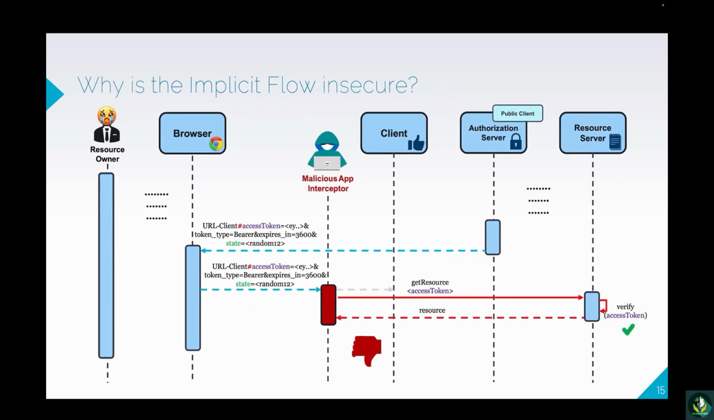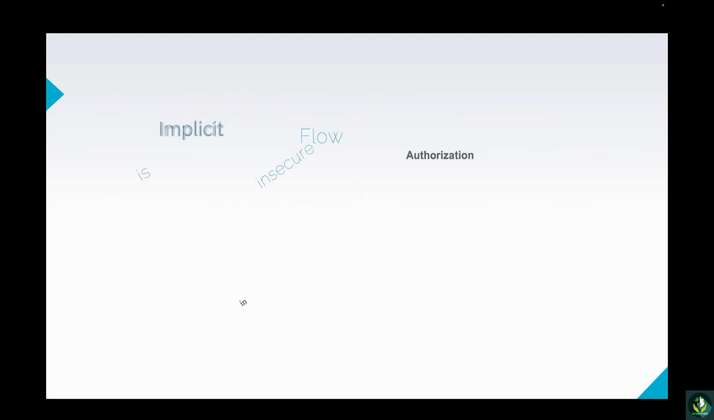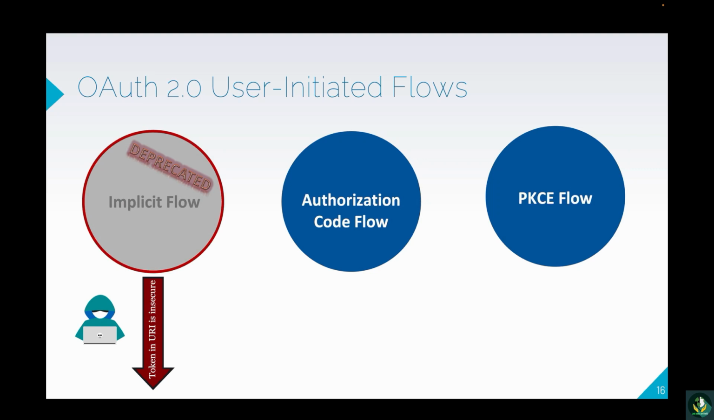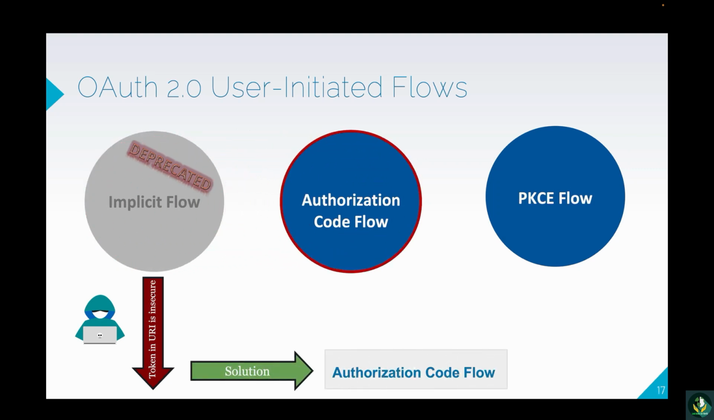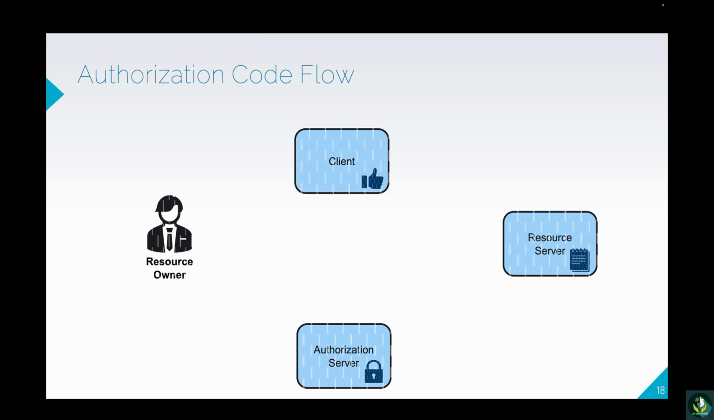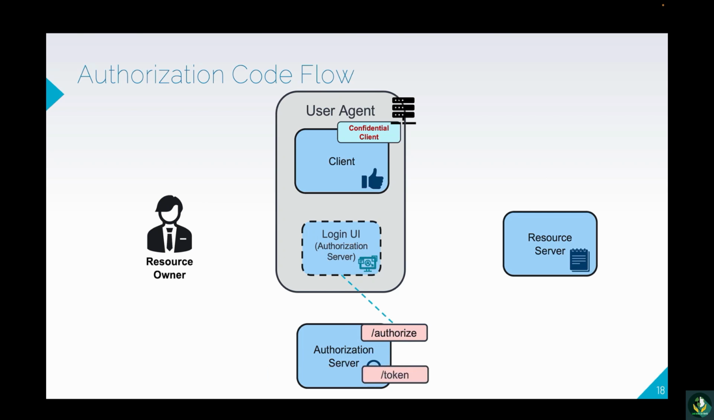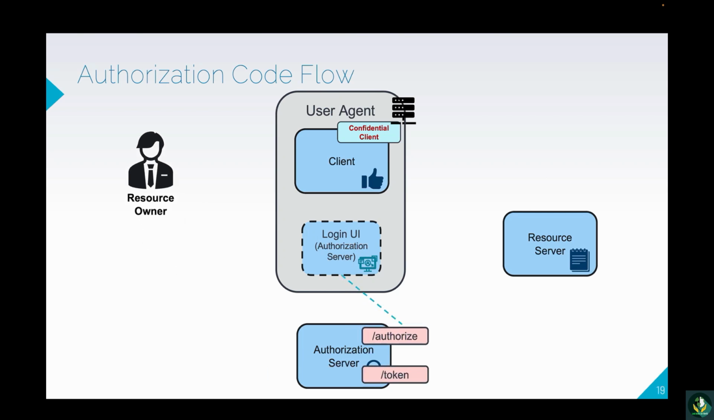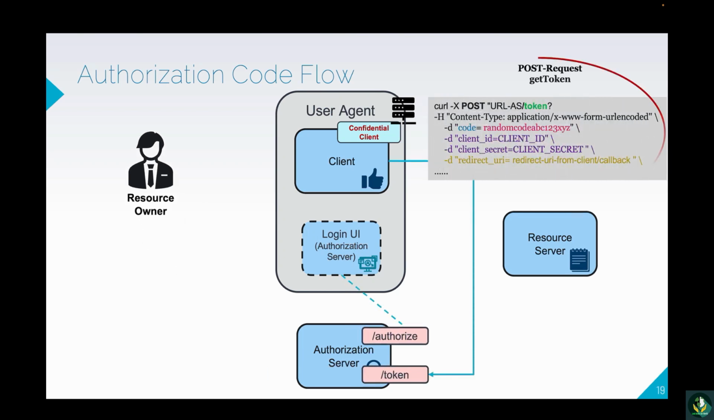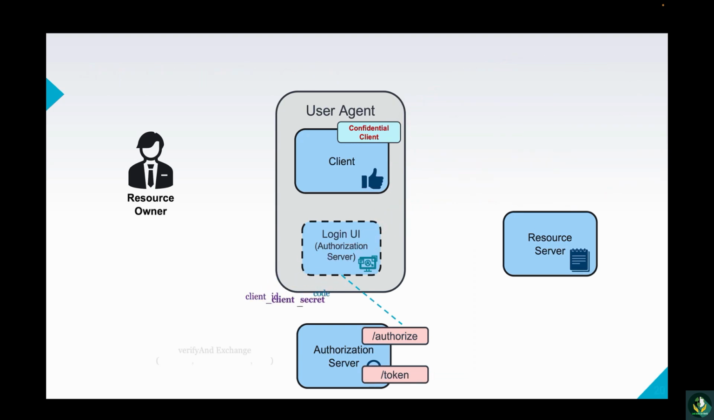Then we'll uncover the security challenges of the implicit flow through a real-world scenario involving a hacker intercepting the authorization process. This sets the stage for introducing the authorization code flow, which addresses those security risks. In the authorization code flow, we'll once again look at the OAuth 2 roles, the types of clients and applications it supports, and the endpoints involved. We will go through the flow step by step, detailing the requests and curl commands. And we'll compare how this flow differs from the implicit flow.